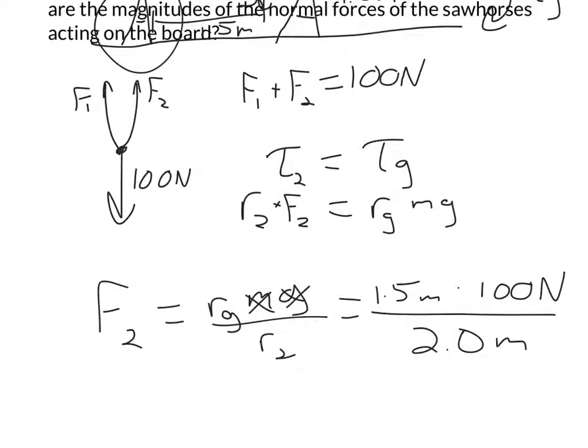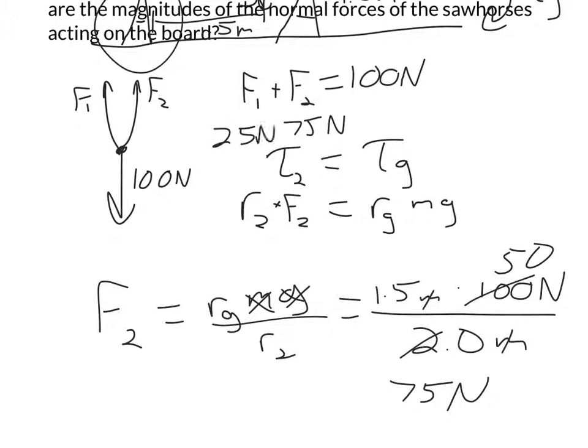Sweet. So 100 over 2 is 50. 1.5 of 50 is 75. Meters cancel, so 75 newtons. So force 2 is 75 newtons. And if force 2 is 75 newtons, then force 1 has to be 25 newtons, because that has to add up to 100. So that's not too bad.